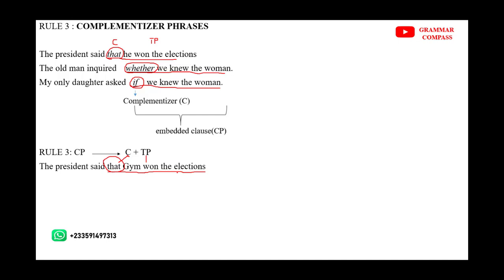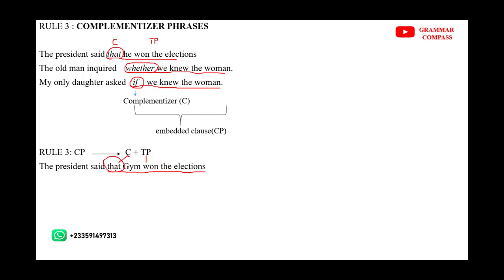But let us look at something. Can't that be removed from the sentence? We can say the president said Jim won the elections. Basically, complementizers that start with the word that can be omitted, which means that in some cases the complementizer becomes optional.